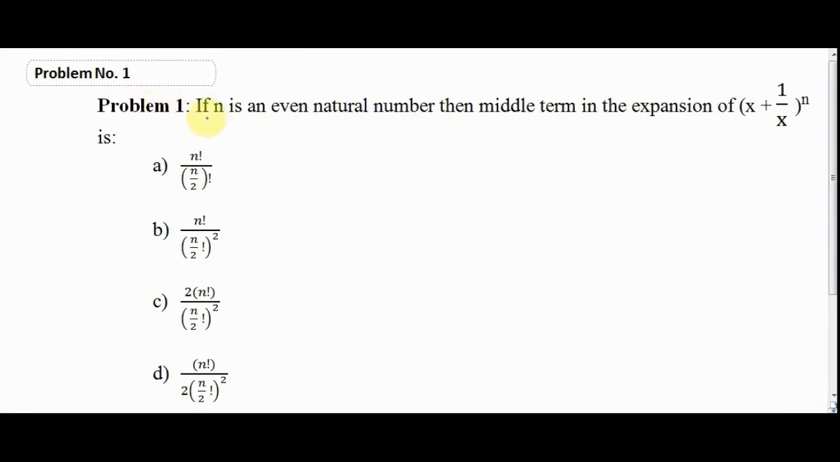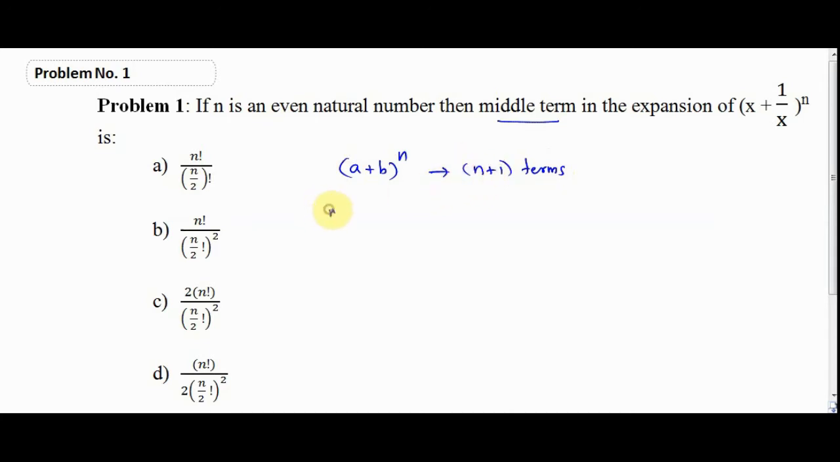Problem number 1. If n is an even natural number, then the middle term in the expansion of (x + 1/x)^n is. So we are asked to find the middle term in the expansion of (x + 1/x)^n. We know that in the expansion (a + b)^n, we have n + 1 terms.